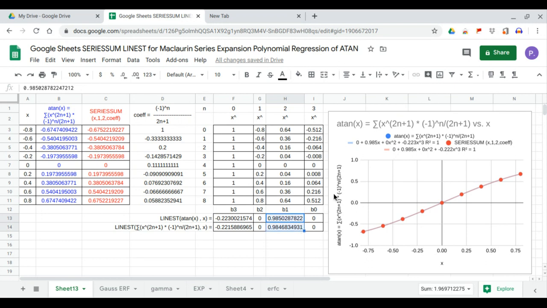Our b1, this one is 0.985, this one is 0.9846, but in the trend line they're both 0.985. Our b2, 0, also 0 in the trend line. Our b3, minus 0.223, and the other one is minus 0.221588. Both are rounded to negative 0.22. So this shows the use of SERIESSUM and LINEST in a Maclaurin series expansion of arctangent and its polynomial regression.